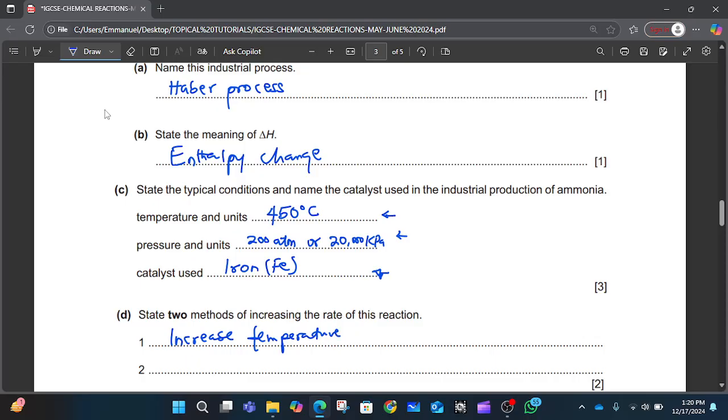And also we can increase the pressure as well. Because once we increase the pressure, the reactants are forced together, and that is going to increase the collision, and hence the rate of the reaction is going to increase. So increase pressure in this reaction.